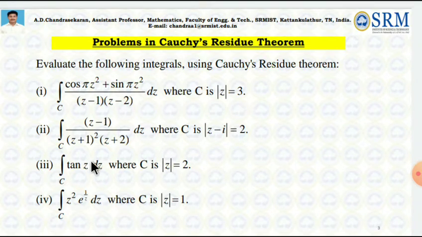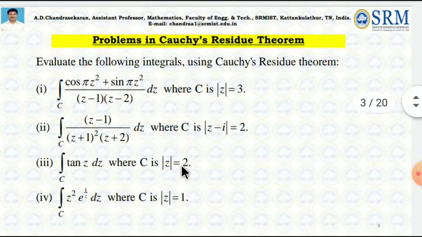The third one is something interesting: the integral over c of tan z dz, where c is mod z equal to 2. The fourth one is the integral over c of z squared e to the power 1 by z dz, where c is mod z equal to 1. So let us move on to the first problem.